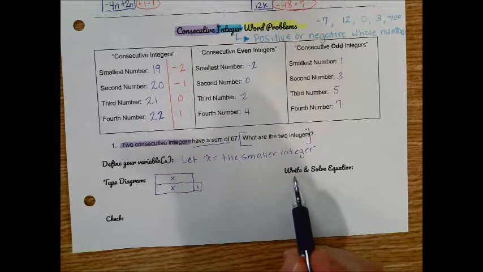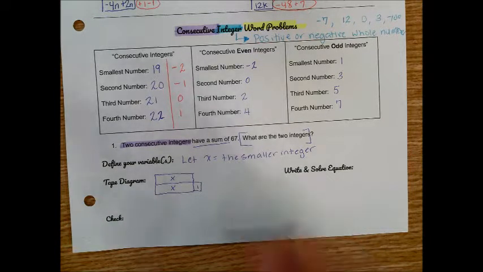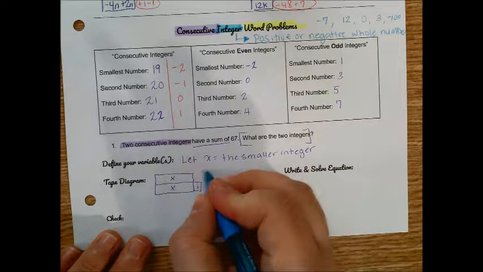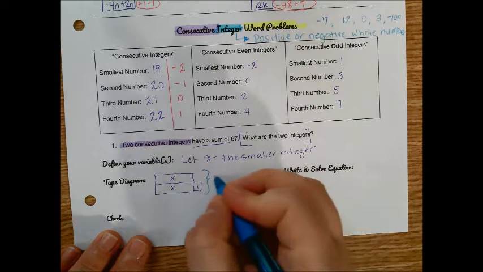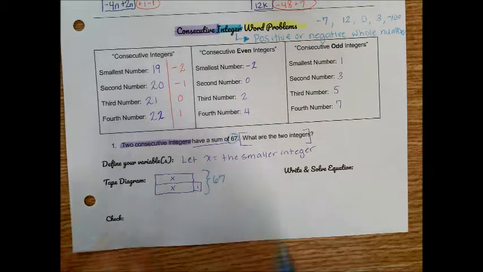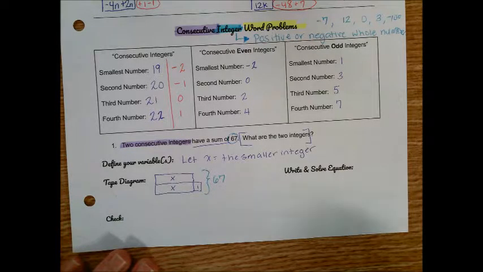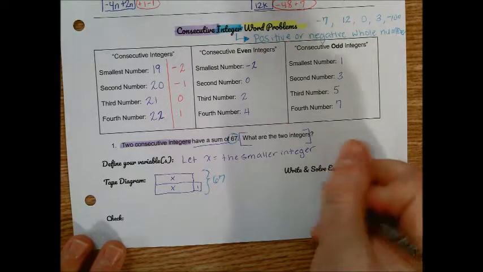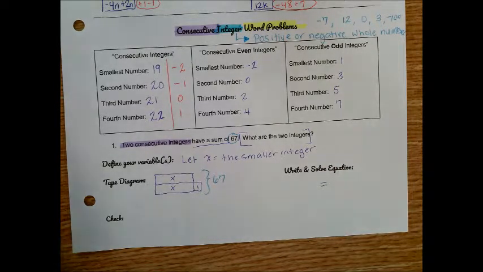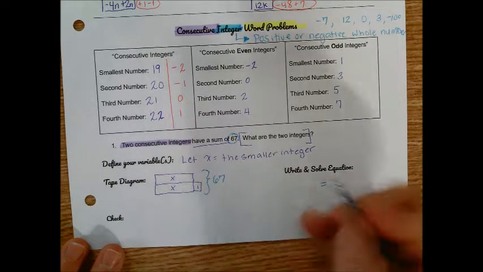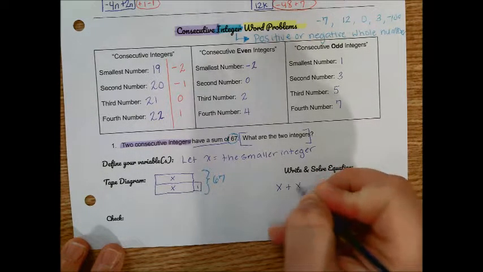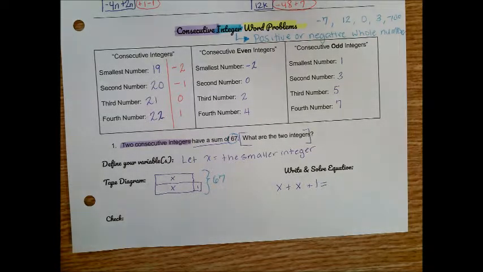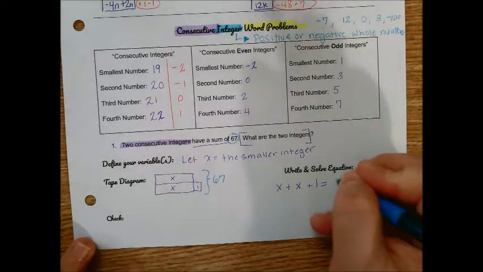Our next step is to write and solve an equation. So looking at our tape diagram, I can see that I'm talking about x and x plus 1. And I can see that all together, they add to 67. And I know that because I was told that in the problem. So when I'm writing and solving an equation, I know that what's inside my tape diagram always has to be equal to what's outside my tape diagram. Inside my tape diagram, I've got x and x plus 1. Outside my tape diagram, I've got 67.